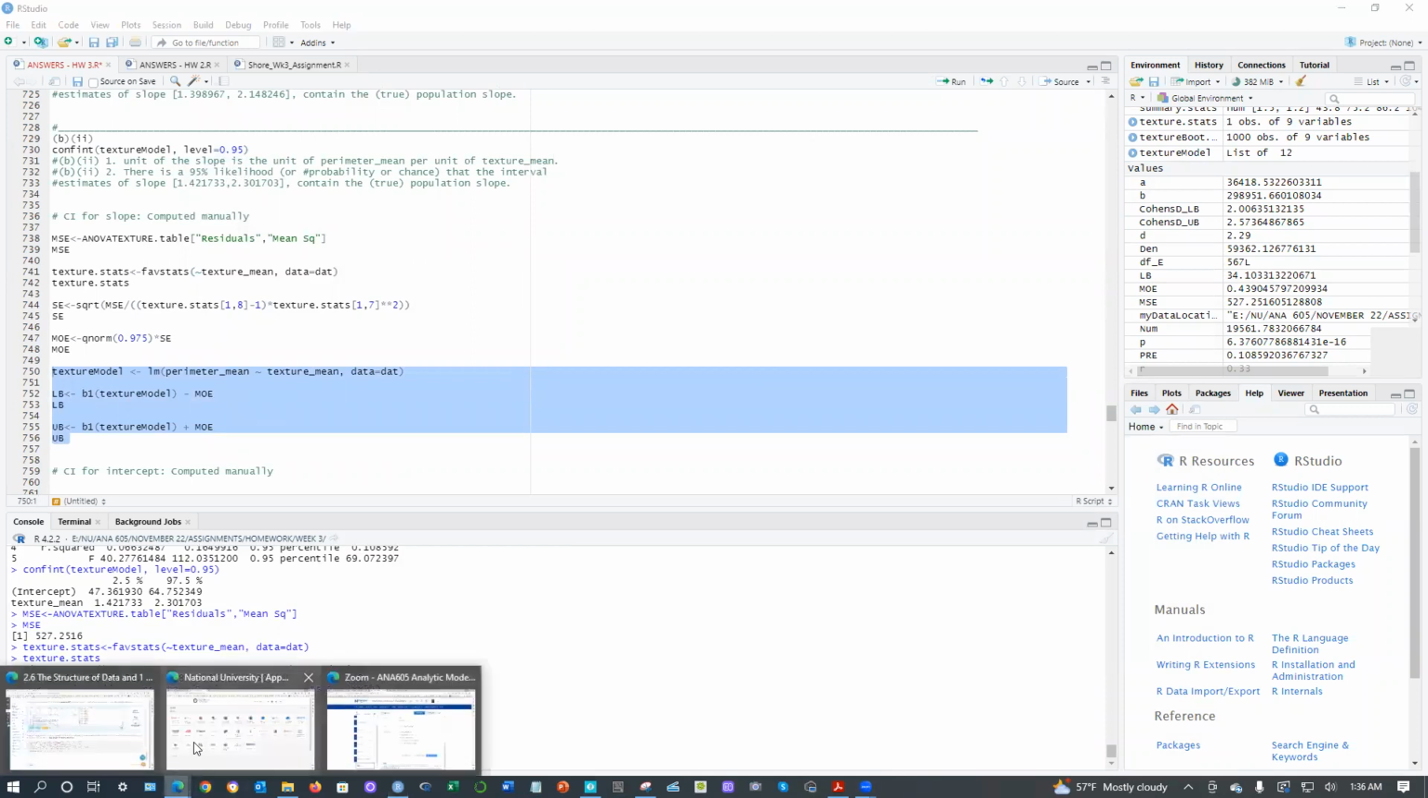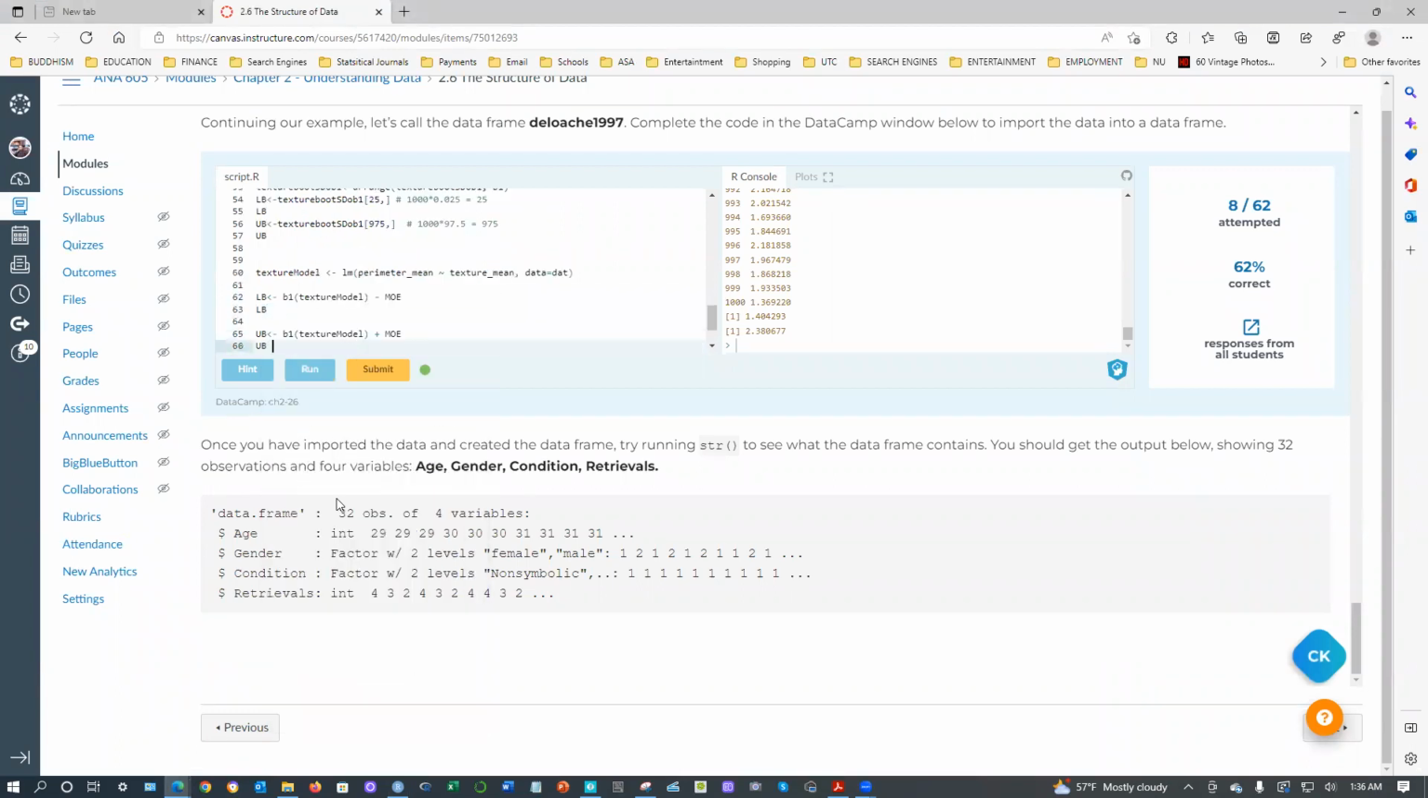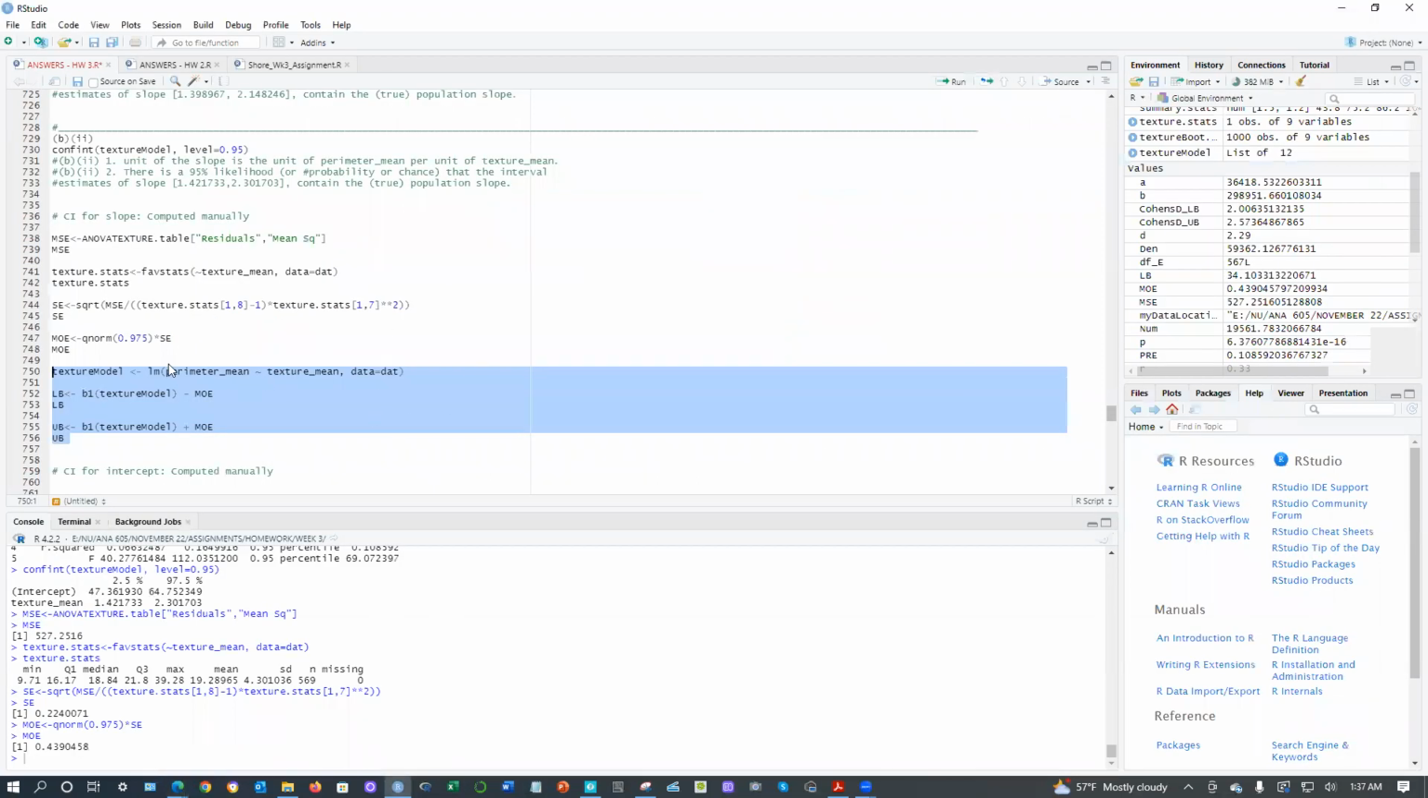So that one doesn't work on my one. Therefore, I'm going to go ahead and run this one. But the texture model, I haven't run yet. Texture model over here. And the lower bound and upper bound. Oh, the margin of error, I'm sorry, the margin of error is that. I had to get all this. The margin of error means the standard error. This means that I'm going to put all these things.